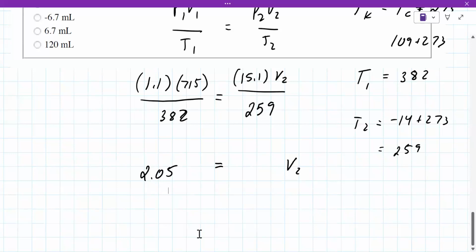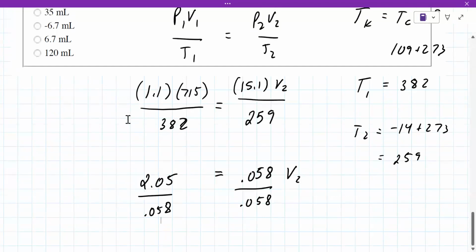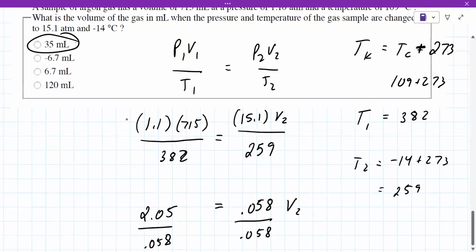Wait, 15.1 divided by what? Oh, 259, yeah, that is going to be 0.058. Like this, and then divide both sides by that. 2.05 divided by 0.058, 35.34. That does sync up with this one right here. Perfect.